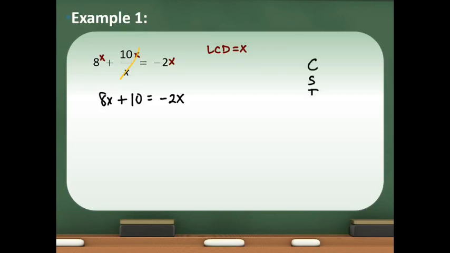So again, we talked about CSI before. We just cleared the fractions. Now we're going to simplify. S is for simplify. There's nothing on either side you can simplify, so that's done. I is for isolate. Do we have x on one side only? We don't, so we need to get it on one side only. So we could get rid of the minus 2x there, but I really don't want to get 0 there. So let's go ahead and subtract 8x on both sides. And we're going to end up with 10 equals negative 10x.